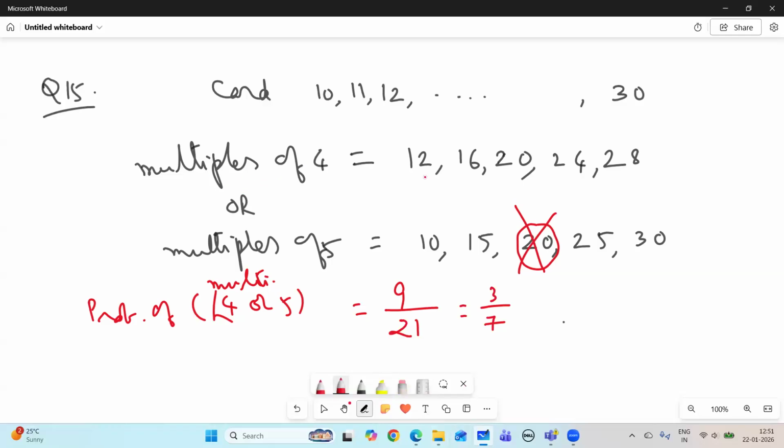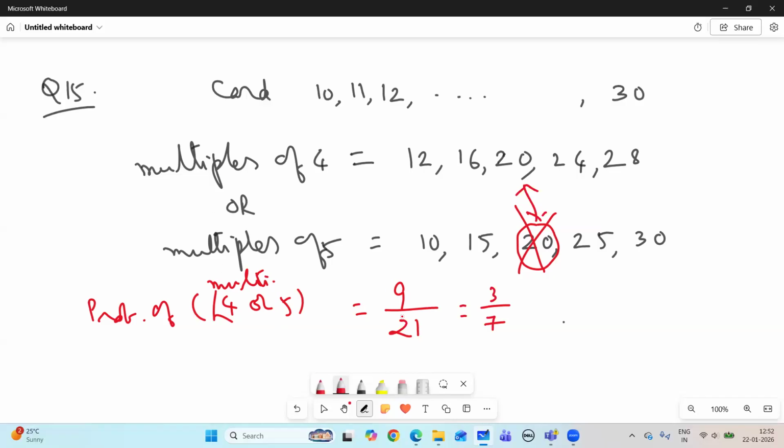First we calculated the multiples of 4 in the given numbered cards, and then we collected the multiples of 5. Out of these two, the card number 20 is common. It is counted twice, once in this list and once in that list, but you are drawing only once, so that card should be counted only once. That is why I have deleted this entry. That's how you have only 9 entries favoring our required event.